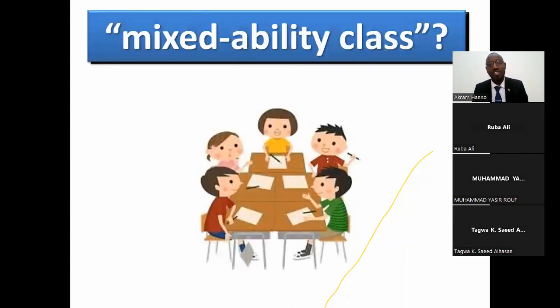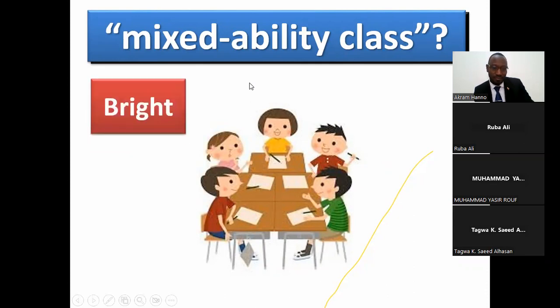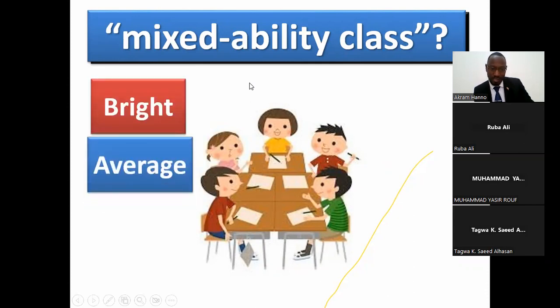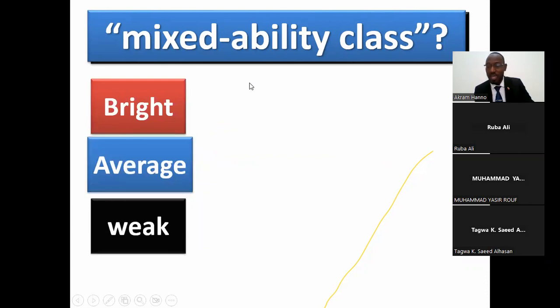Here is the question: what is meant by a mixed ability class? What do I mean, or what is meant, when we are talking about semantics and pragmatics? Because when you are talking about what does X mean and what do we mean by X or Y or whatever. So here, mixed ability classes, what is meant? Strong, average and weak.